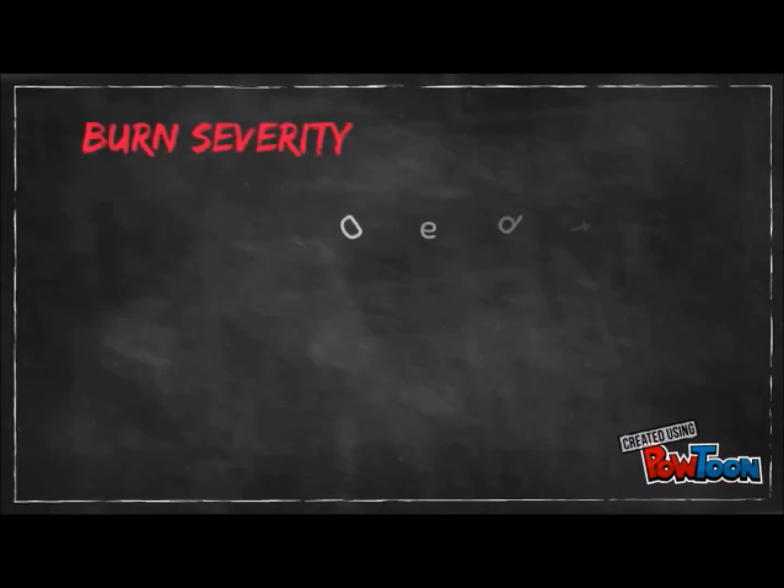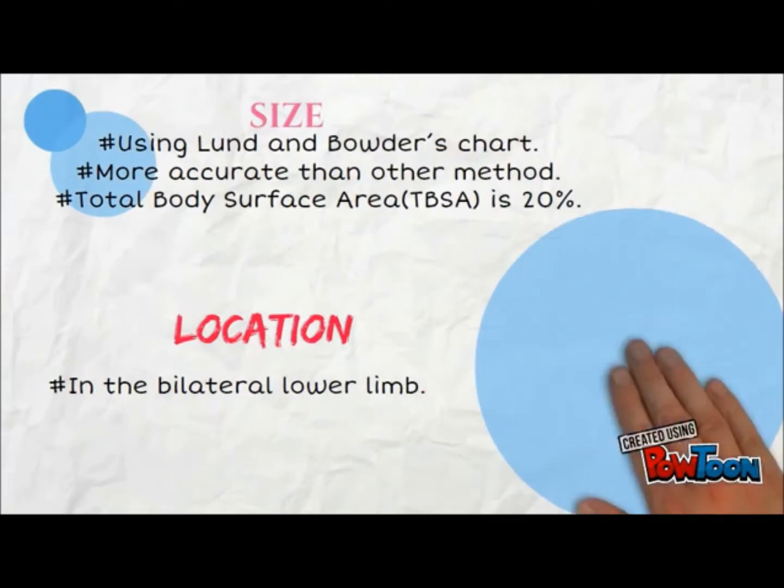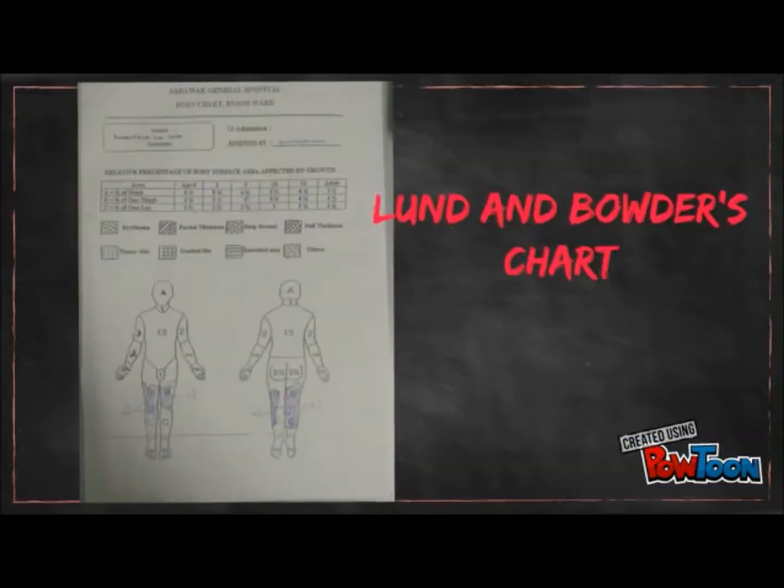Burn severity is based on depth, size and location. Based on depth, it is superficial to mid-dermal. Superficial involves the epidermis and part of the papillary dermis, and mid-dermal involves the epidermis, papillary dermis and varying depth of reticular dermis, which may be painful. Next is the size. We use the Lund and Browder chart, which is more accurate than the Wallace rule of nines, and the total body surface area is 30%. The location of the burn wound is in the bilateral lower limb.